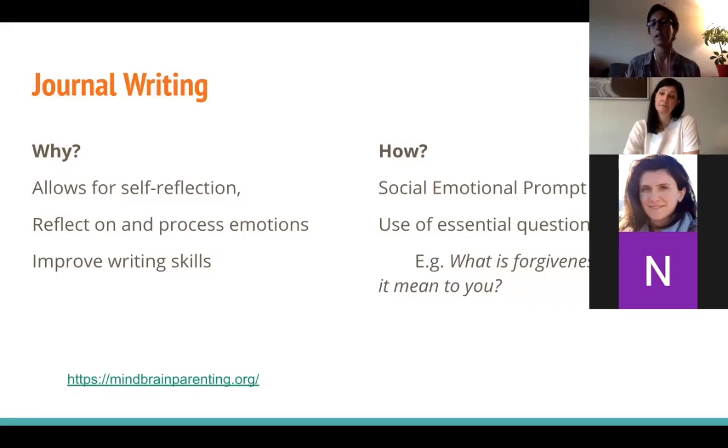If you have essential questions in your lesson that are tied to social emotional learning, for example, I saw a great class about forgiveness, and it was a history class, but they started with the thematic element of forgiveness, and students were asked to write in a journal about what is forgiveness and what does it mean to you. And this really allows students to start to process their ideas about what forgiveness is, and sort of reflect and have that moment of self-reflection, at the same time improving their writing skills.